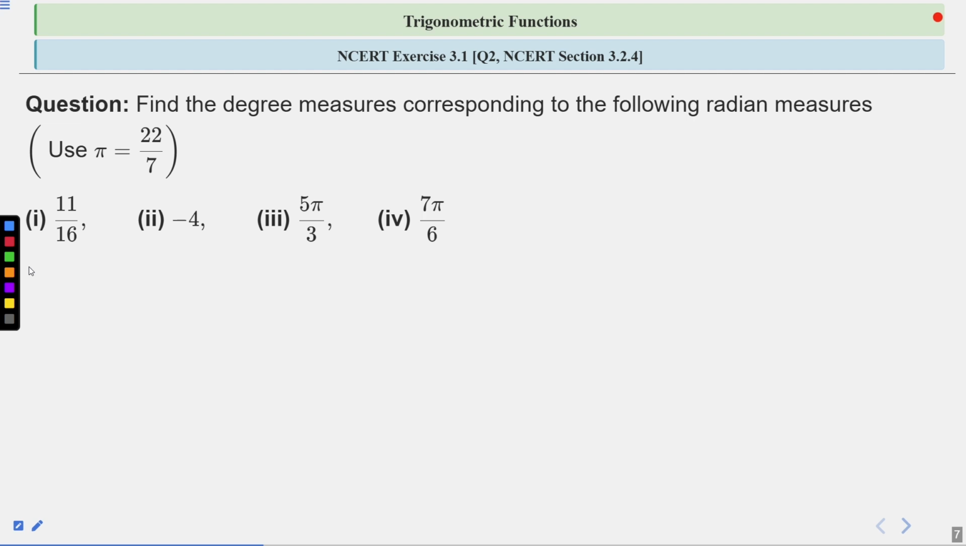The radian measures are: for part 1, it is 11 upon 16 radian. For part 2, it is minus 4 radian. For part 3, it is 5 pi by 3 radian. And for part 4, it is 7 pi by 6 radian. You have to find the answer. You have some time to solve or think about this question. After that, I'll move to the solution part.